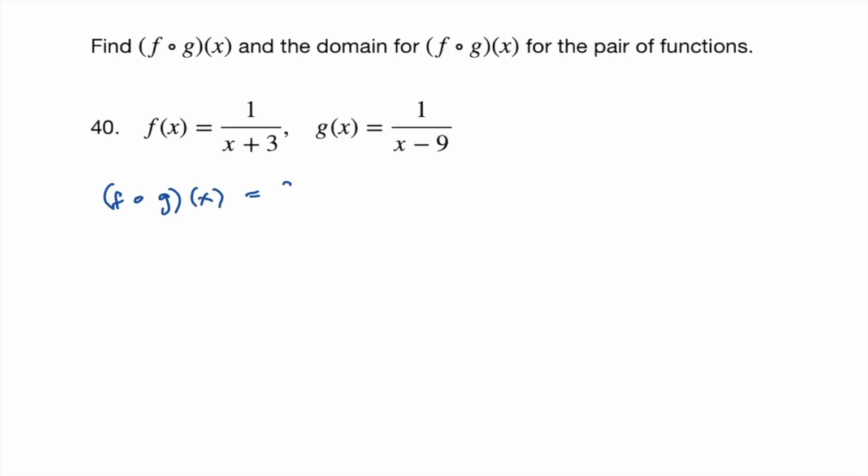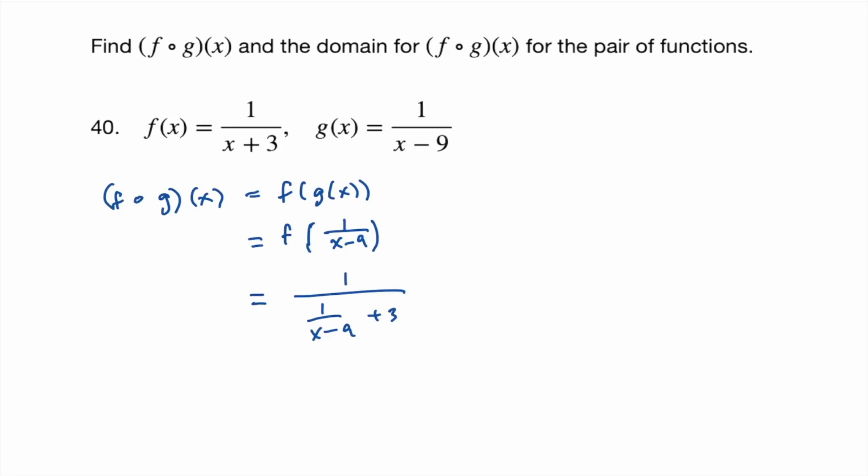This is going to be f of g of x. Okay, g of x is 1 over x minus 9. So we replace g of x with its definition. And now everywhere we see an x in the definition of f, we're going to replace it. Okay, so we have 1 over x. So we're going to have 1 over x minus 9 plus 3.